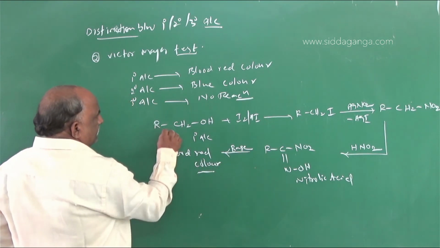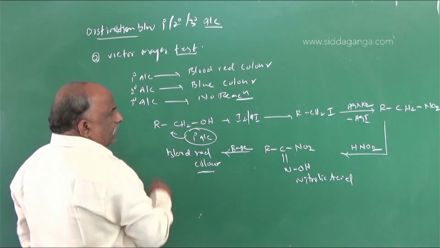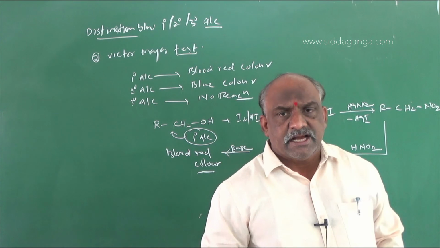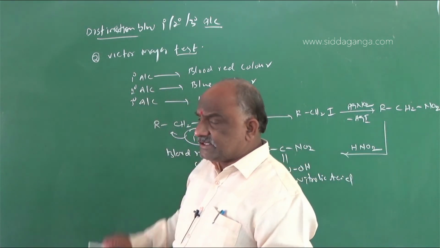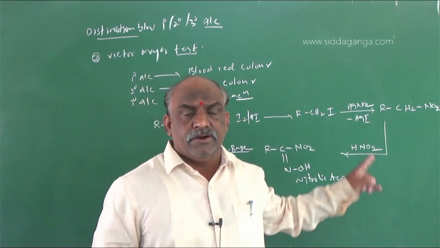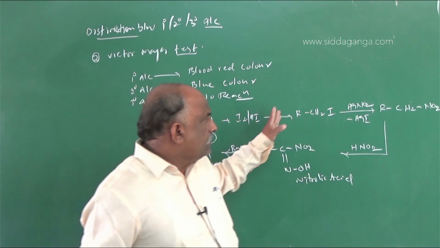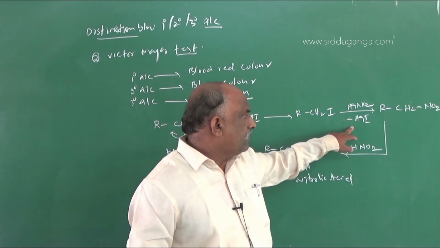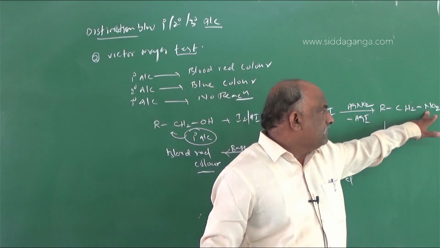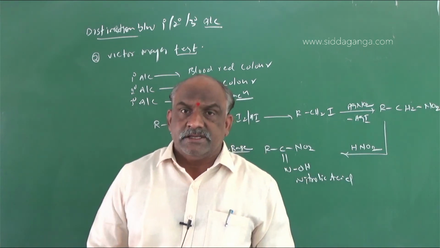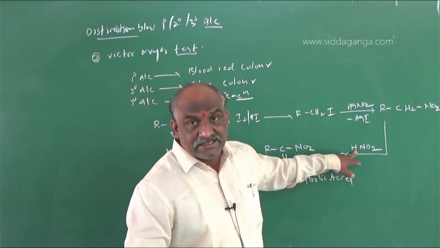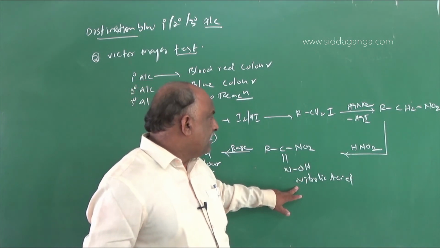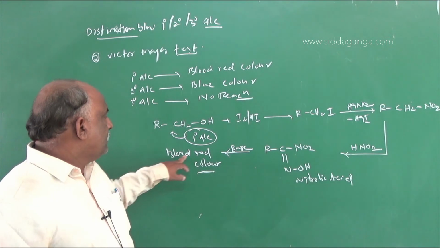Blood red color stands for which alcohol? Primary alcohol. This is a sequence, my dear students; make a note of it. In the Victor-Meyer test, alcohols are first converted into alkyl halides. Alkyl halides are treated with silver nitrite solution, then AgI is separated out, and we get nitroalkanes. Nitroalkanes are treated with nitrous acid, then we get the nitrolic acid. After this nitrolic acid is treated with base, we get blood red color.